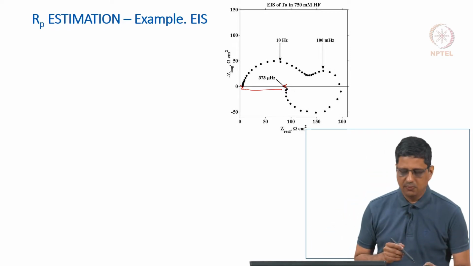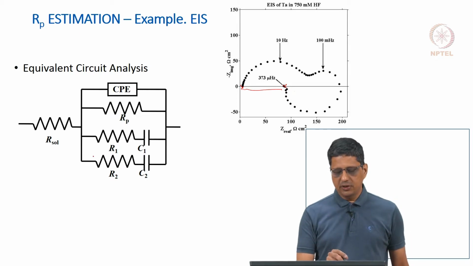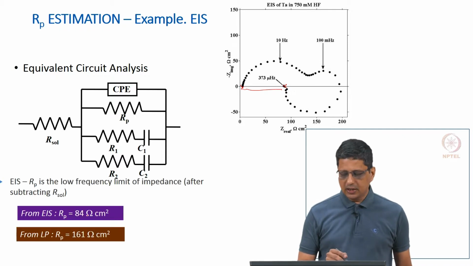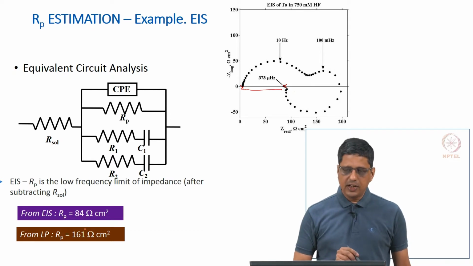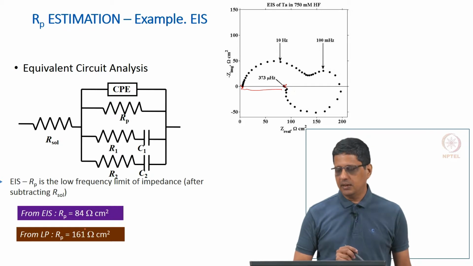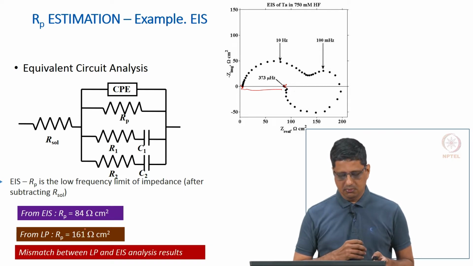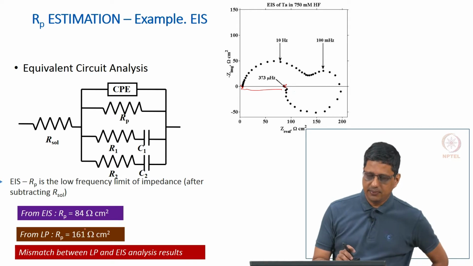So, what do we do? This is the equivalent circuit we have used. From this you can visually see that it is going to be less than 100 ohm centimeter square. You can actually calculate it and show that it is 84 ohm centimeter square. It is nearly half of what you get from linear polarization data, and that makes you think, why is it different? The mismatch between LP and EIS is quite large.